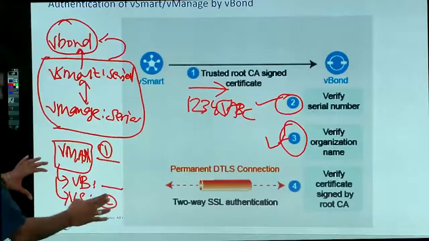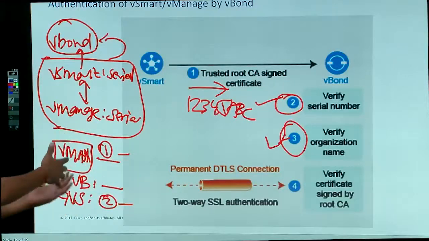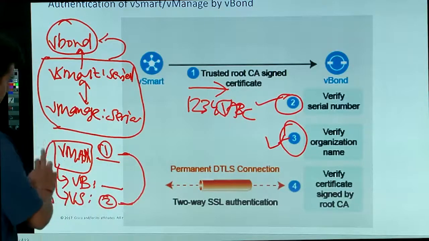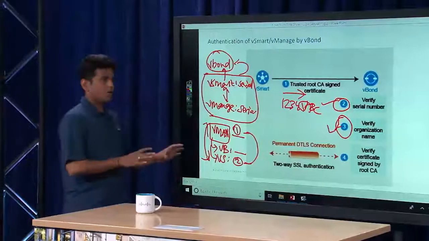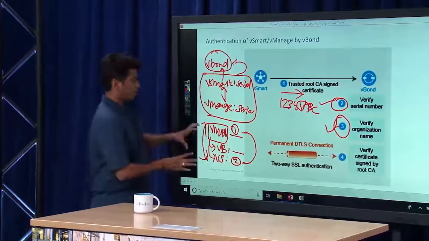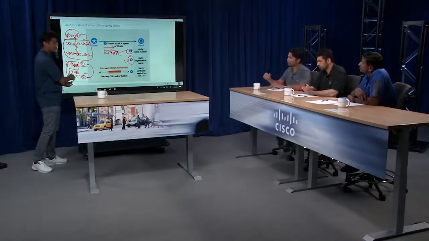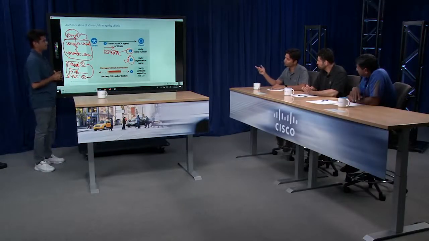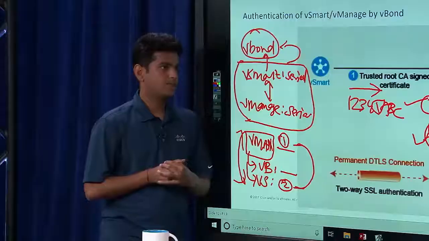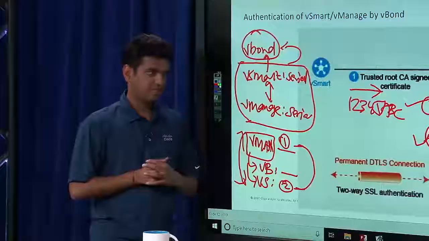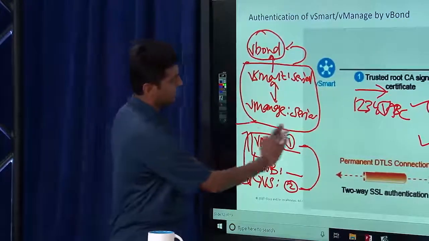So vManage would learn number 2, he would know number 1 by himself, and this information would be propagated among all 3. So that's how, using an out-of-band reachability, you will be populating the databases that expect these serial numbers to come in. Sure. So what you're describing is a provisioning behavior, where you're describing vManage, vBond, vSmart, and how you propagate the serial number list, as opposed to how the serial number is actually used when we're establishing the control connection. Exactly, yes. So this is the provisioning part of it.